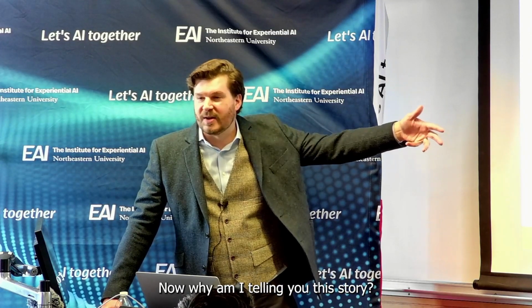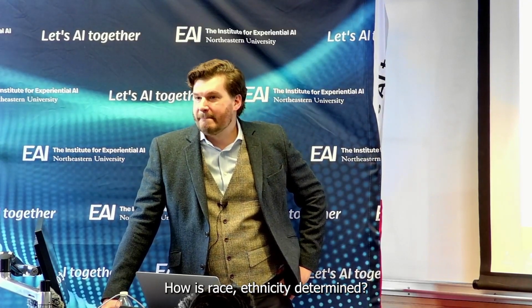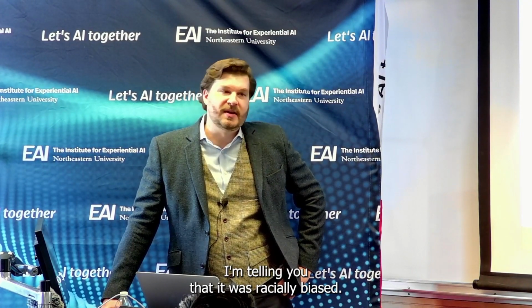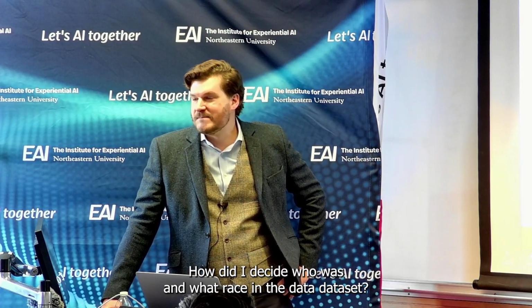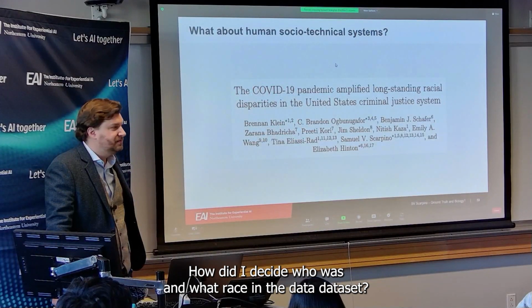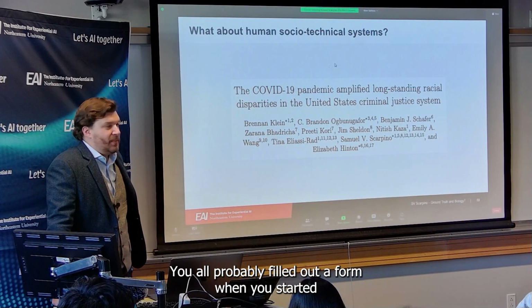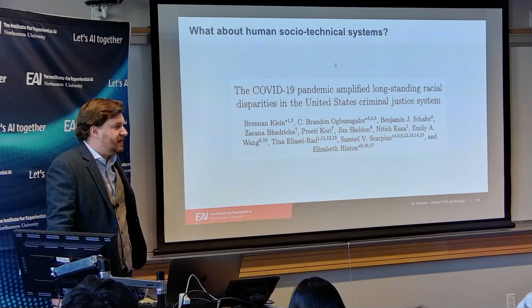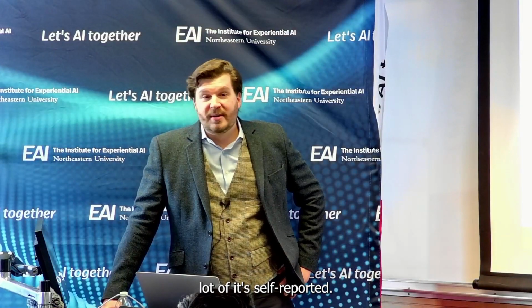Now, why am I telling you this story? One of the reviewer comments: how is race ethnicity determined? Does anybody know? I'm telling you that it was racially biased. How did I decide who was in what race in the data set? You all probably filled out a form when you started at Northeastern, right? When you came through immigration, if you came through immigration. Self-reported. A lot of it's self-reported.